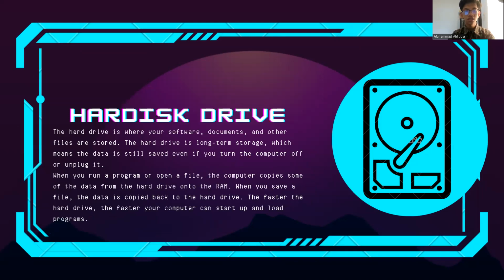Fifth, the hard disk drive. The hard drive is where your software, documents, and other files are stored. The hard drive is long-term storage, which means the data is still safe if you turn the computer off or unplug it. When you run a program or open a file, the computer copies some of the data from the hard drive onto the RAM. When you save a file, the data is copied back to the hard drive.